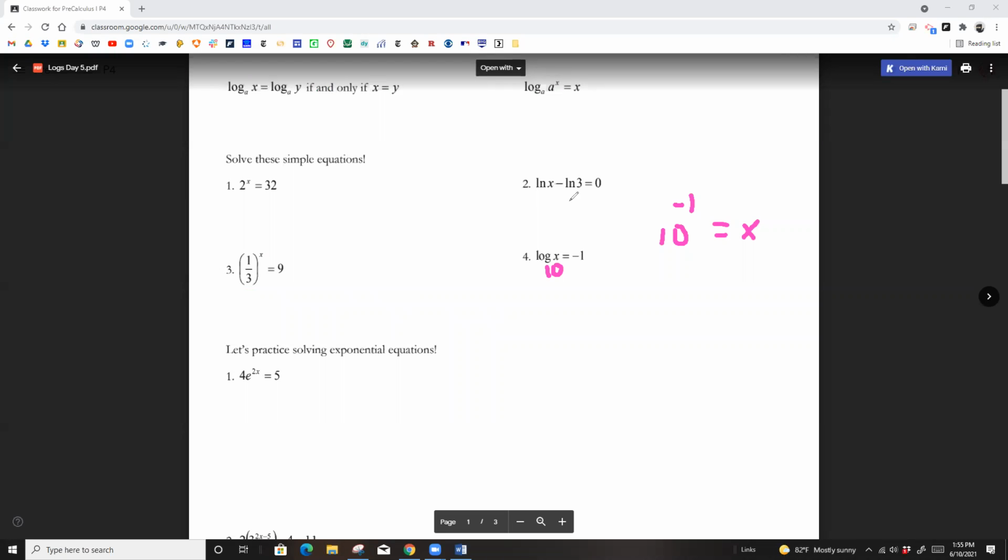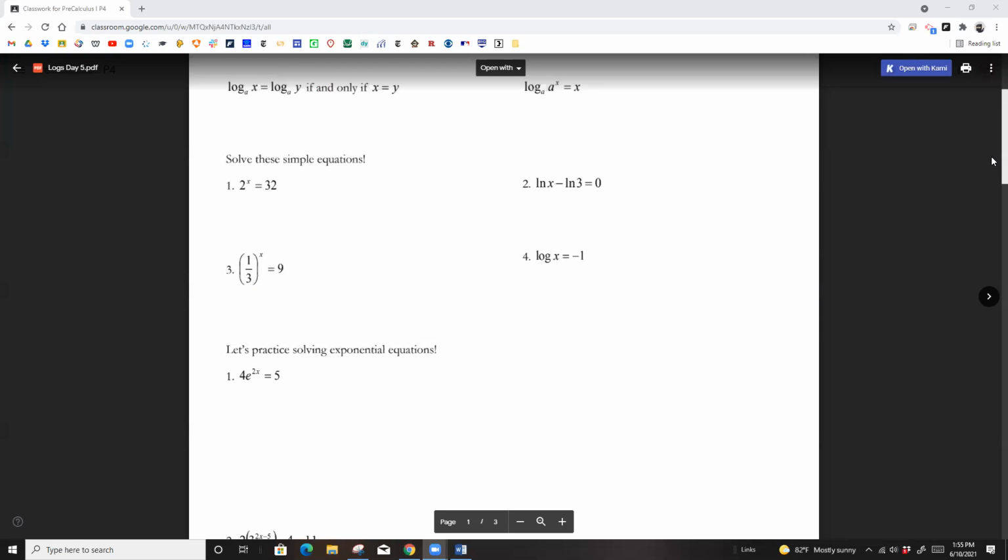Anytime you have a variable inside the log, take it out of log form and put it in exponential form. Anytime you have a variable in an exponent, take it out of exponential form and put it into log form, like we did for number 1. So for number 4, x is equal to 10 to the -1st power, and that's just 1/10. All right. So let's put that together for more complicated stuff. But if that made sense, then everything else is simply review.